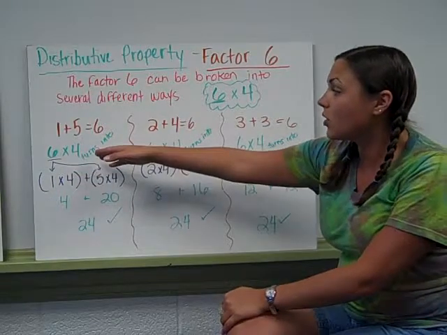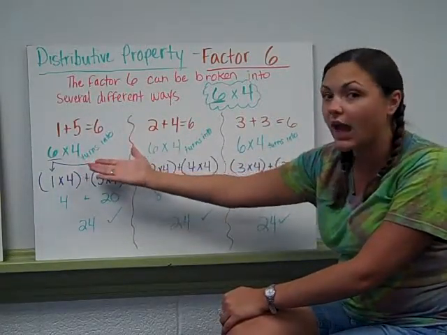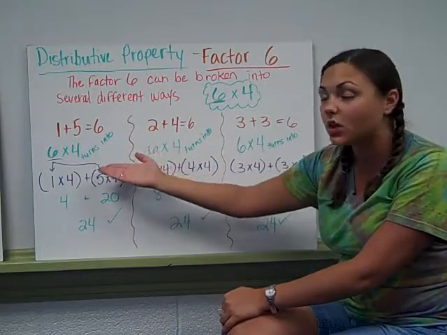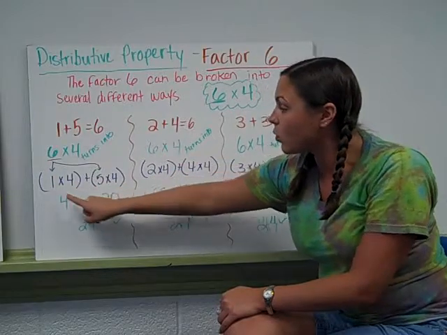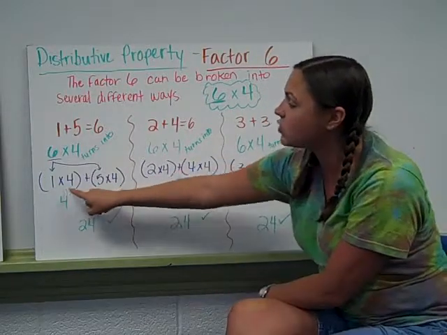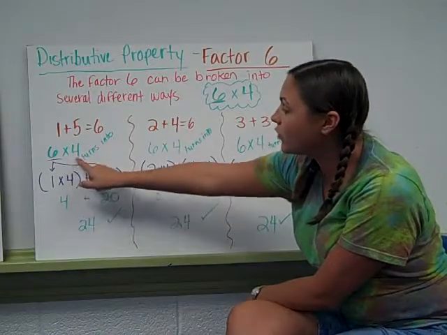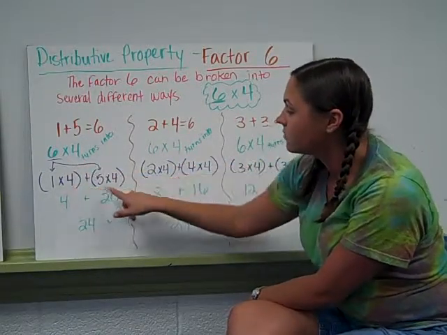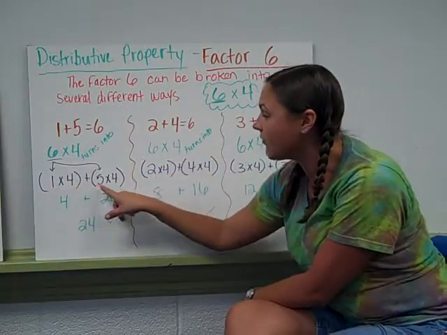So 6 times 4, if I don't know my 6 facts, then I might have a problem with that. I'm going to break the 6 up because it's larger. 6 times 4 turns into, 6 is being broken up into the 1 and the 5. Now I just have 2 smaller problems that I'm going to add back together. The 4, if you notice, stayed the same. 4 in this one and 4 in this one. But I broke the 6 up into the 1 and the 5.